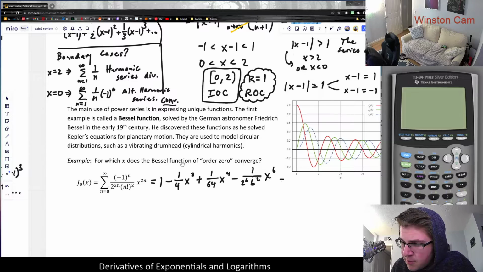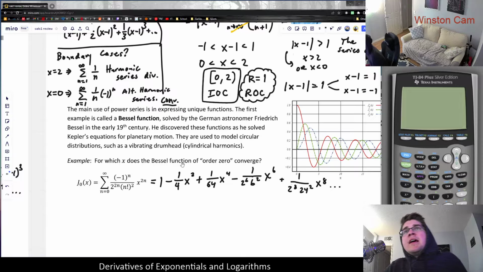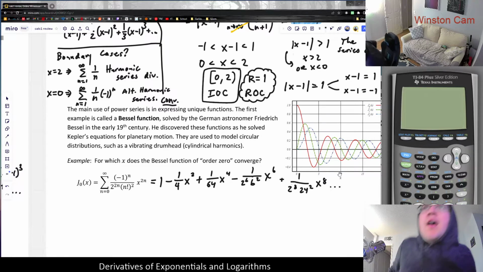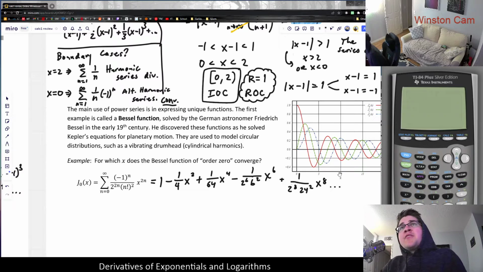And then the next term we would have would go back to +1 over 2 to the 8th. Then I would have 4 factorial squared, which is 24 squared. And basically, and so on. Basically, you're going to have 1 divided by a very, very large number times x to an even power as that power series continues. And this function models very particular types of circular distributions.